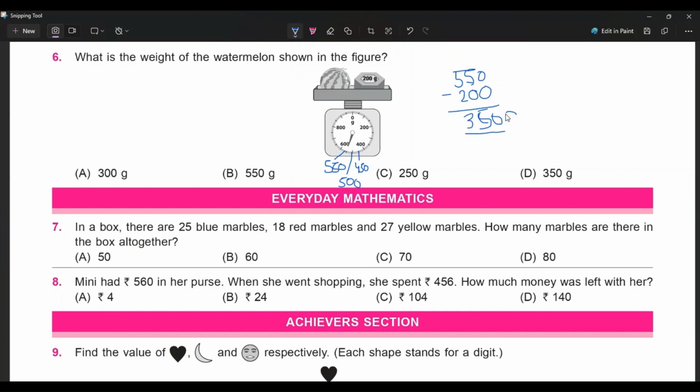Option A, 300 grams wrong. Option B, 550 grams wrong. Option C, 250 grams wrong. Option D, 350 grams is the right answer, children.